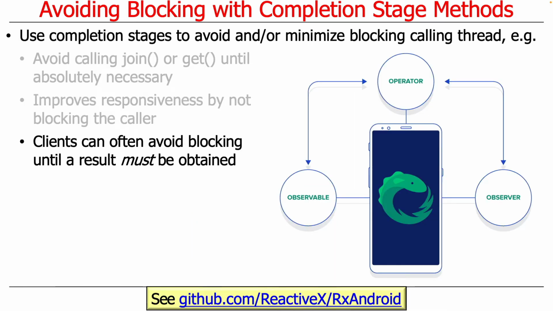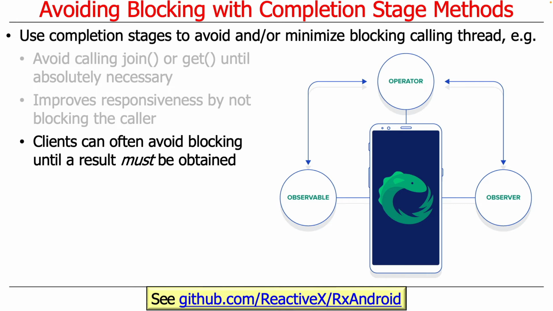Now, clients can often avoid blocking generally until a result must be obtained. And of course, there's situations where you absolutely have to get a result. So if you're doing some kind of user interface programming, you eventually want to be able to print a result. And so if you can no longer make any progress in your computation, then your client may have to wait.